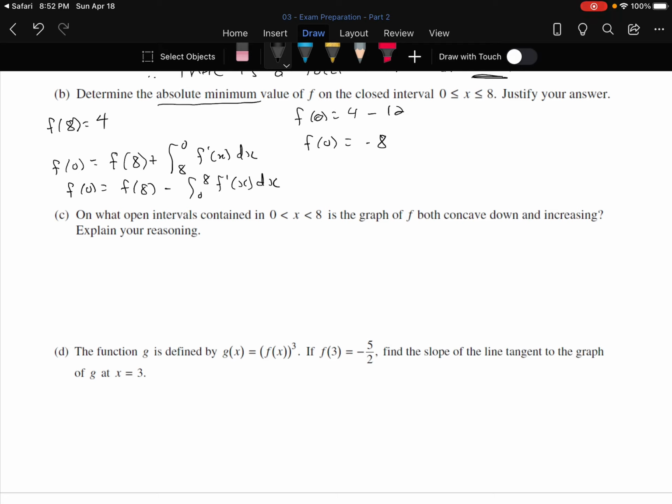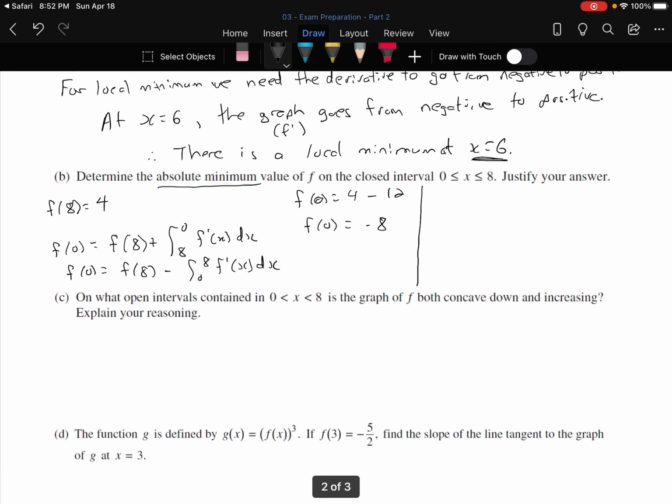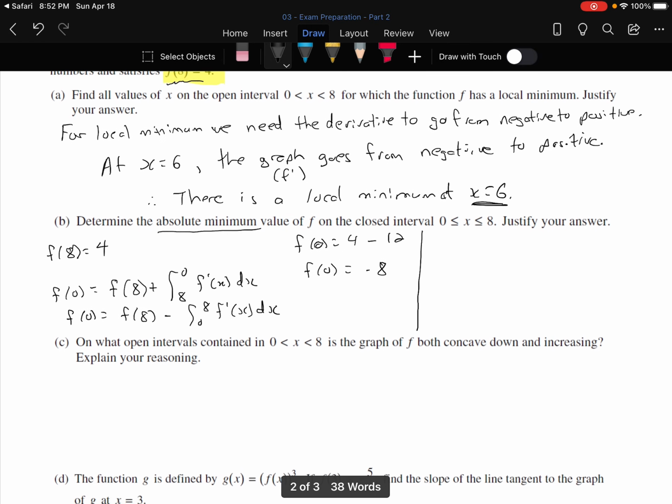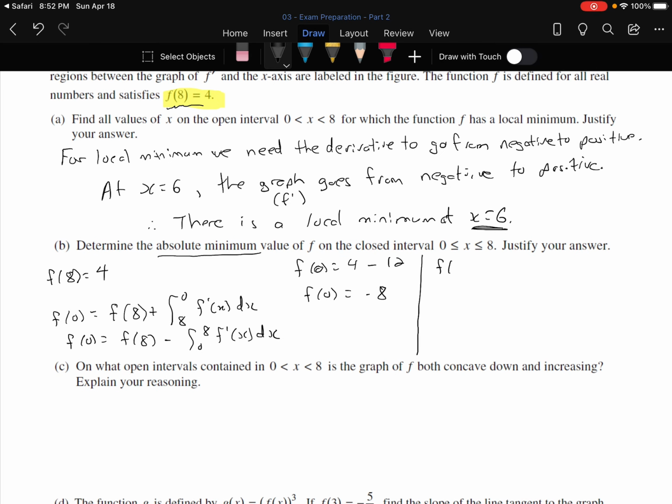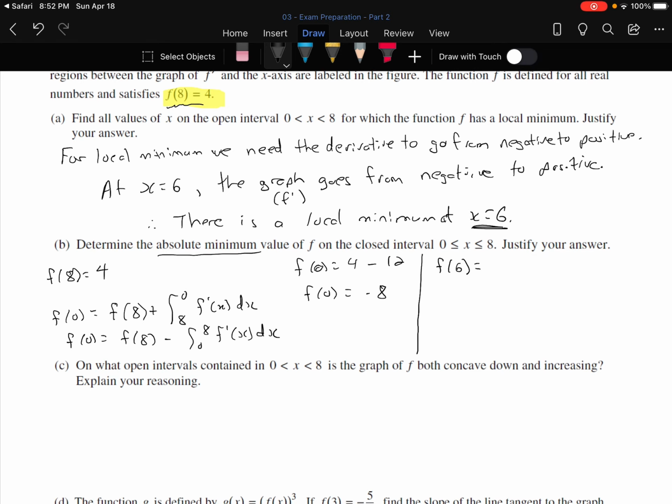I'm going to do all that thinking again because I've got to now find f at, what was the third candidate? 0, 8, and 6 from part A, right? So f at 6. Again, I'm going to do all three ways of thinking about this at once. If I wanted to find f at 6, I could take f at 8 and add on to that the integral from 8 back to 6 of f prime at x dx. So I could just go backwards and add those in reverse.